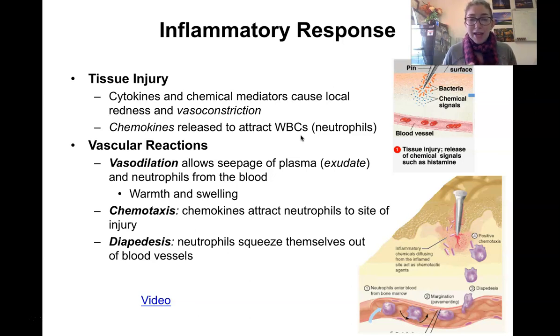So the vascular reactions, what happens is you get that vasodilation, so the blood vessels widen to allow those white blood cells to move out to do diapedesis.